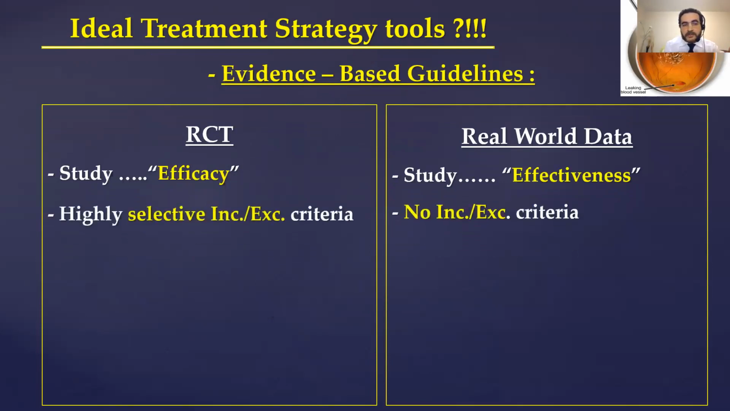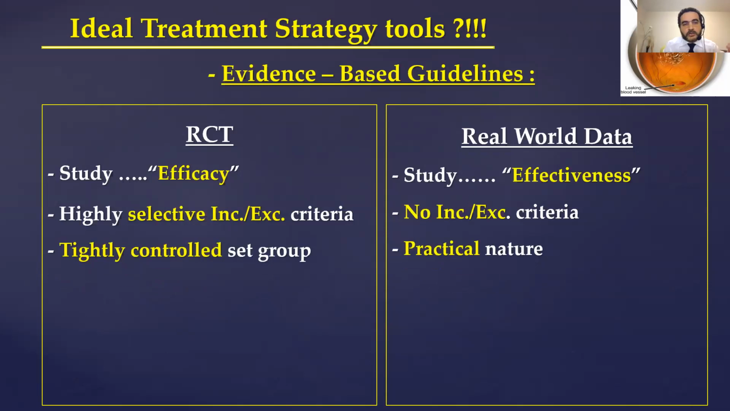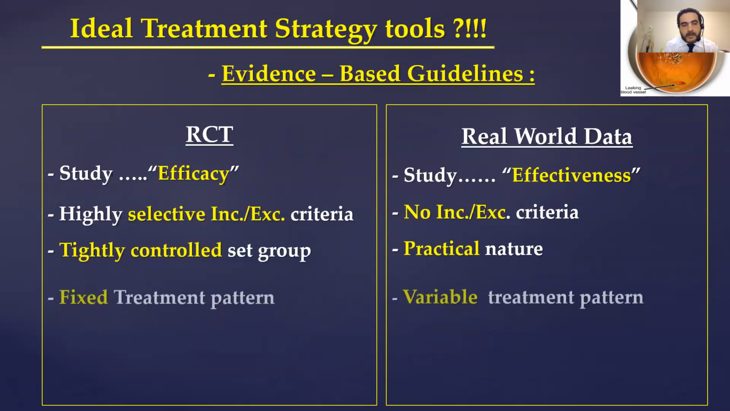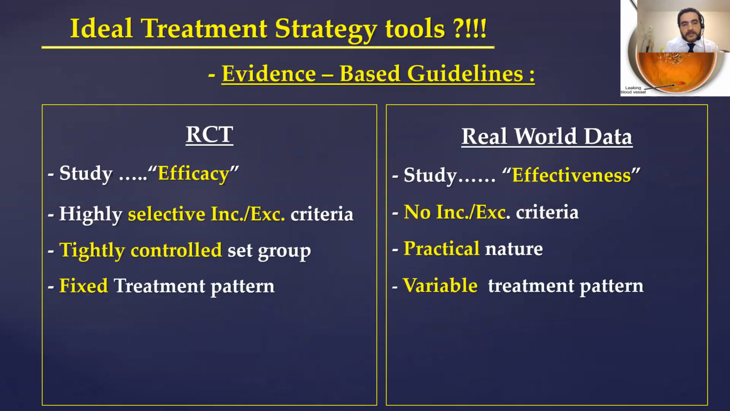Another big difference is the inclusion and exclusion criteria. In real life, we don't have inclusion and exclusion criteria. You have to treat any patient who comes to your clinic despite the level of his blood sugar or whatever. This is not the case in RCT. Another difference is the tightly controlled group, but real-world data is more practical in nature. Another important difference is the fixed treatment. You cannot change your treatment pattern in the RCT, but in real life, you have a variable treatment pattern.